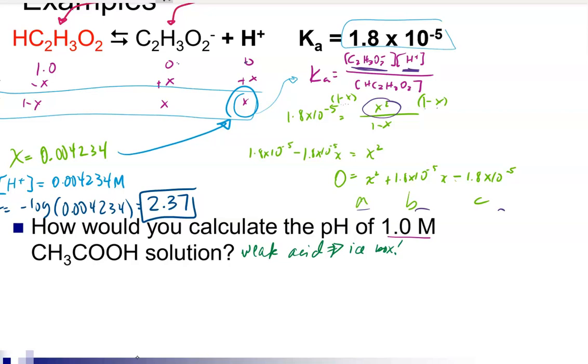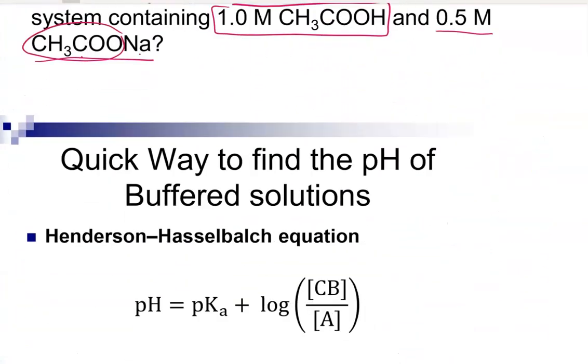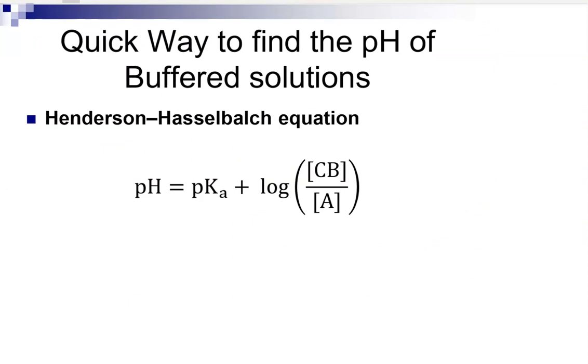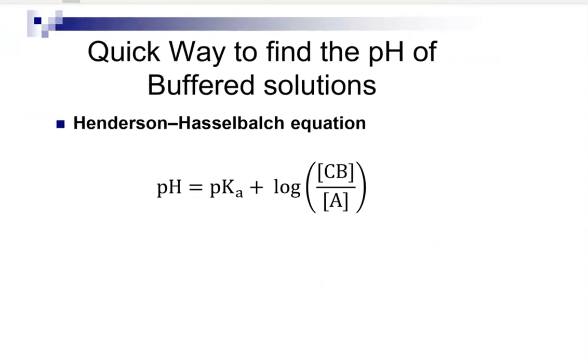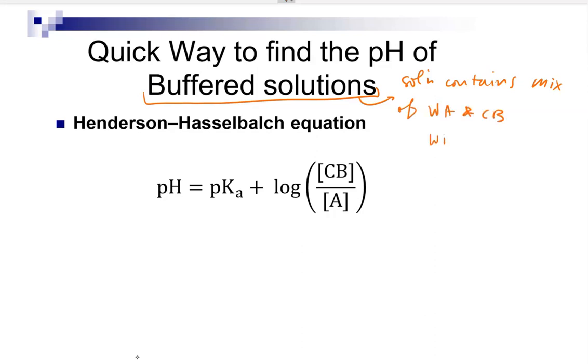Now, I did tell you that we'll never do an ICE box like that, so let me quickly, before you lose patience with me, scroll forward and show you the Henderson-Hasselbalch equation. The Henderson-Hasselbalch equation is how we would find the pH of a solution that contains a mixture of the weak acid and its conjugate base, or the weak base and its conjugate acid, right? We always have to say. And the way that we would find this is we would calculate the pH.